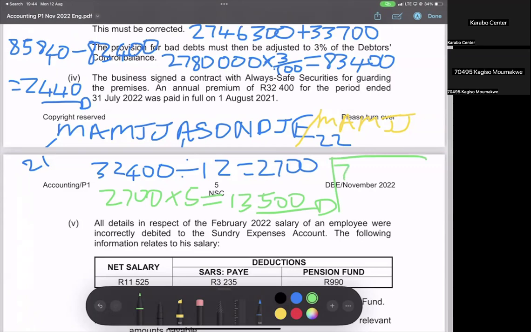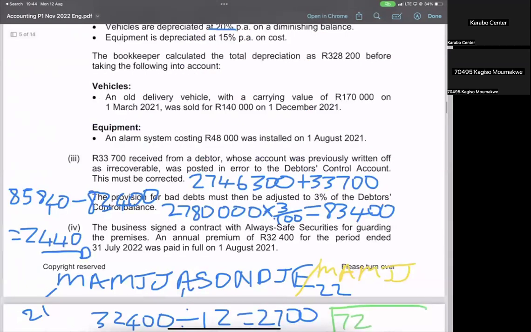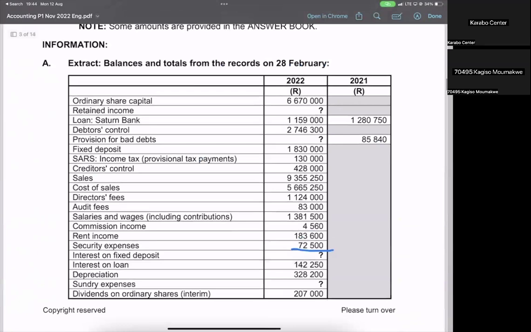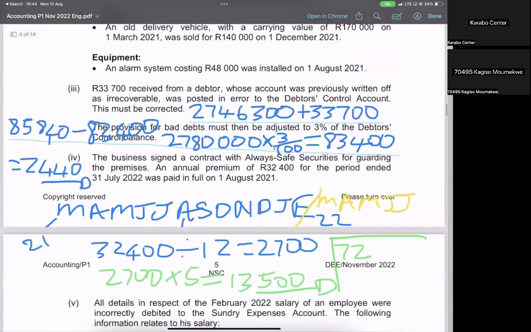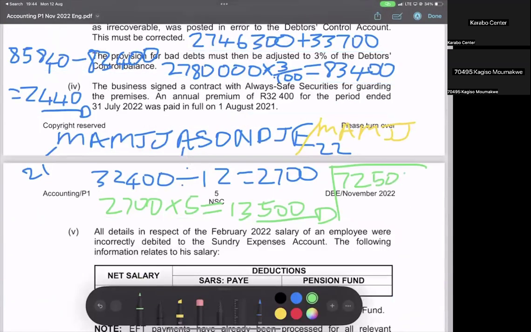You are going to write 72,500 minus 13,500, which you'll get 72,500 minus 13,500. You get 59,000. So this is the amount you were going to record. Okay, let's go to the next transaction, guys.